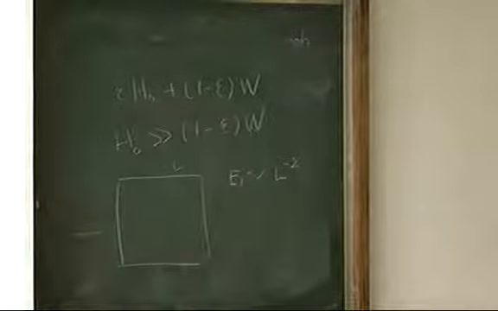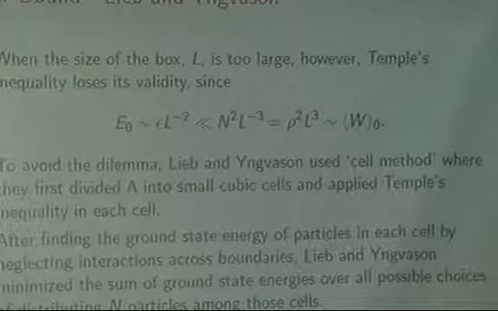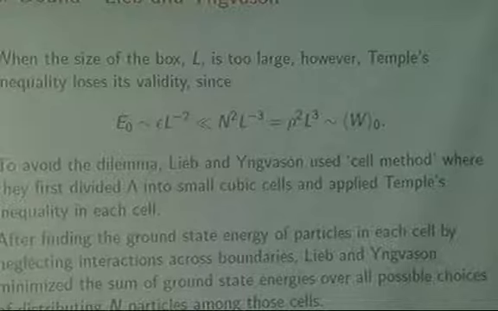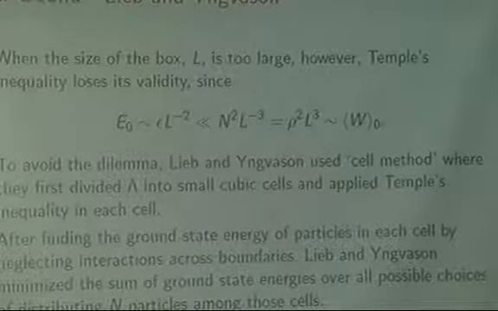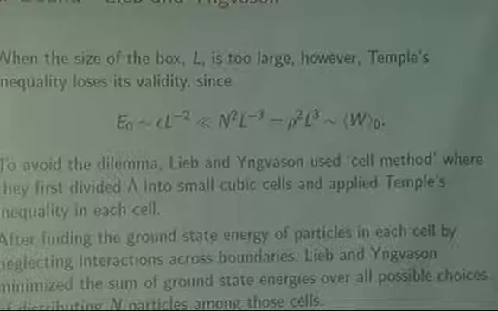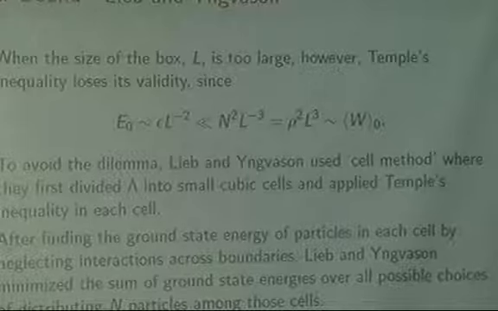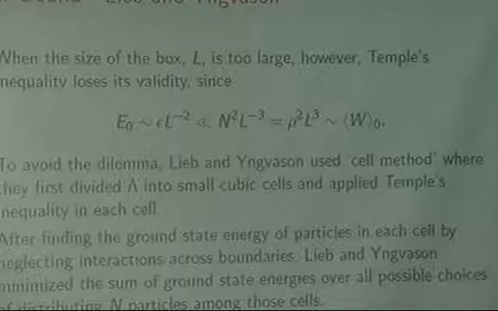So what they did is very interesting. They used the cell method, which is to cut the large box into smaller boxes, use the perturbation in each small box, and add all the energy from the small boxes, small cells. And again, there are some technical difficulties to distribute particles into different boxes and minimize the total energy by correctly distributing particles in each smaller cell.